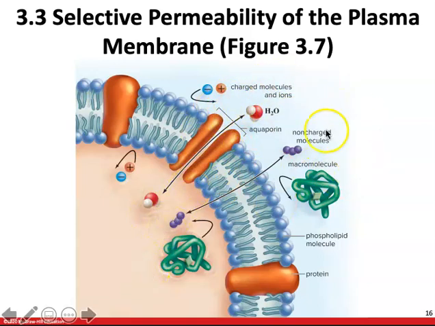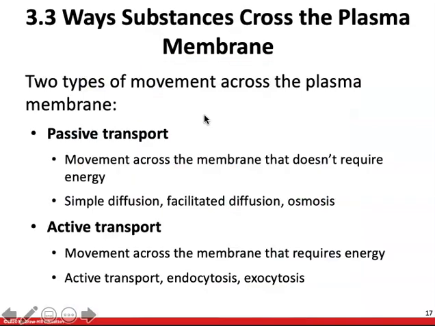So even though there's water on this side of the membrane and water on this side of the membrane, water is not going to cross through this hydrophobic desert, if you will. This region right here is very hydrophobic. Water is not going to be able to pass through, not without the help of a channel protein.